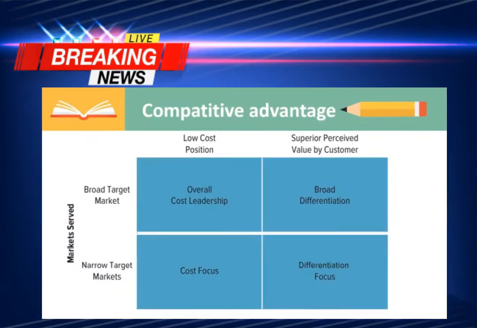Basically, there are generic strategies that were presented by Michael Porter. The generic strategies can help companies to achieve above-average performance in an industry. There are three generic strategies for achieving competitive advantage, which are cost leadership, differentiation, and focus.